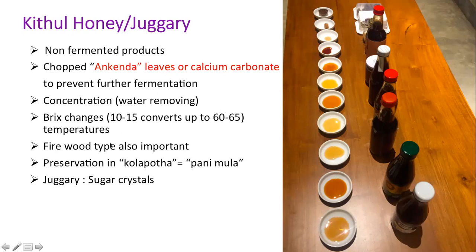And the type of firewood, right? Basically, we use firewood to prepare this type of honey and jaggery. They didn't have gas burners or electrical burners in those days. Therefore, they used firewood as the energy source. So the type of firewood is also very important, because otherwise it will change the texture and the sensorial qualities.